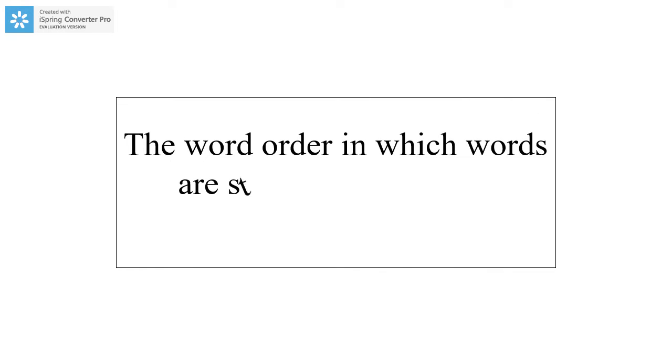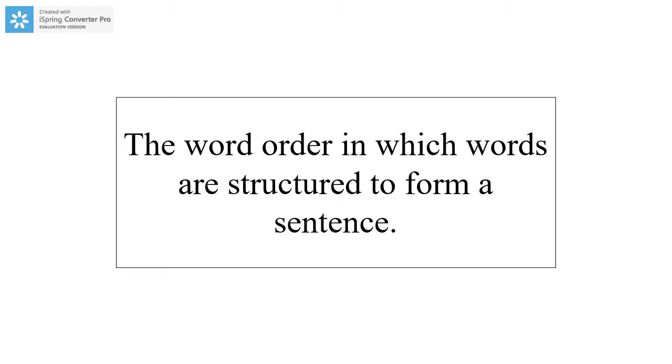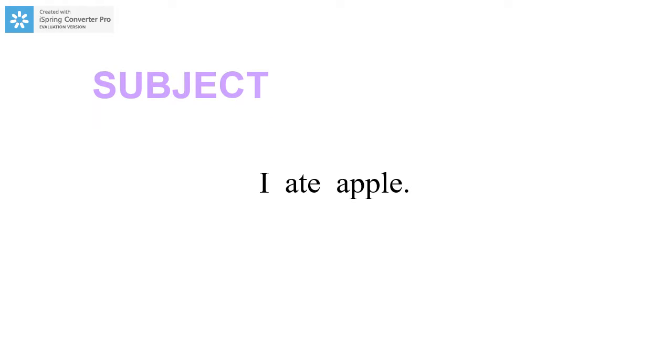The word order refers to the order in which words are structured to form a sentence in a given language. Consider the English sentence, I ate an apple. But first, let's remove the article "an" here for simplicity. So we're just left with I ate apple. The basic word order for English is subject, verb, object, or SVO for short.